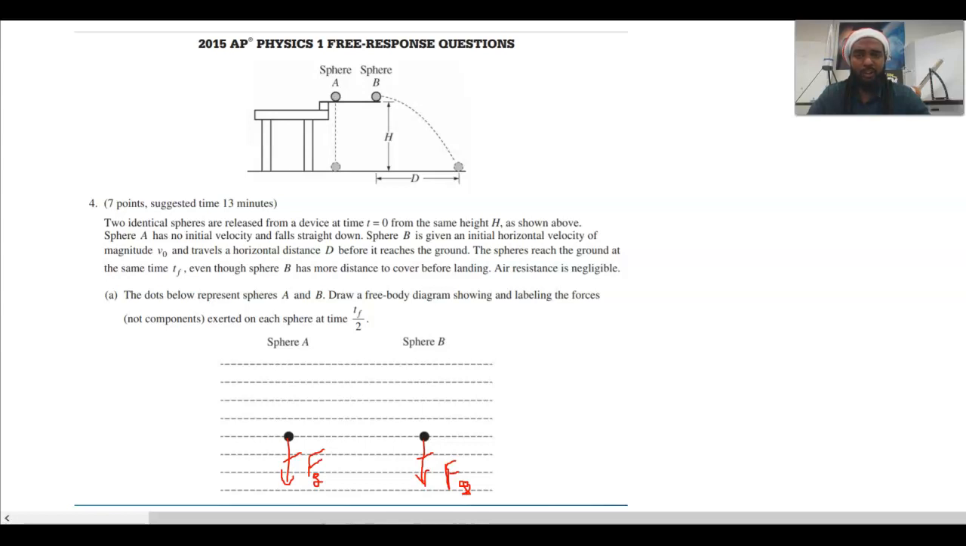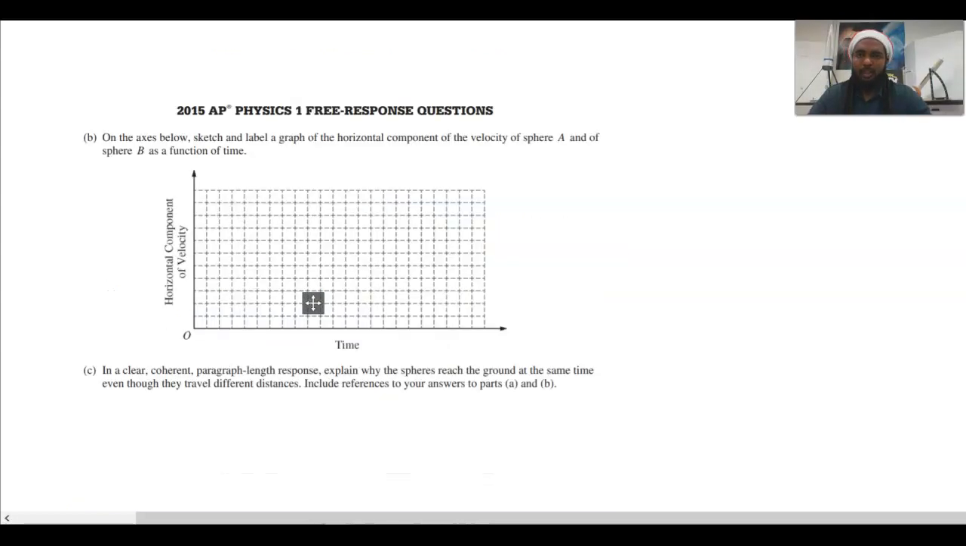And in the y direction, its initial velocity was actually 0 because it was moving horizontally, so no vertical velocity. In other words, its y motion is identical to that of A. And that's actually what part C asks us to answer. And I'll show you the marking scheme in a bit.